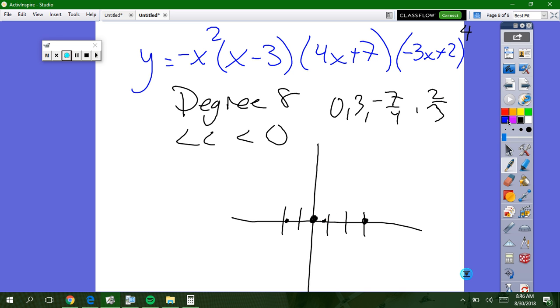Okay. So, starting with our end behavior, which is looking like such, correct? We're going to start down, and we better hope that we end down, don't we?